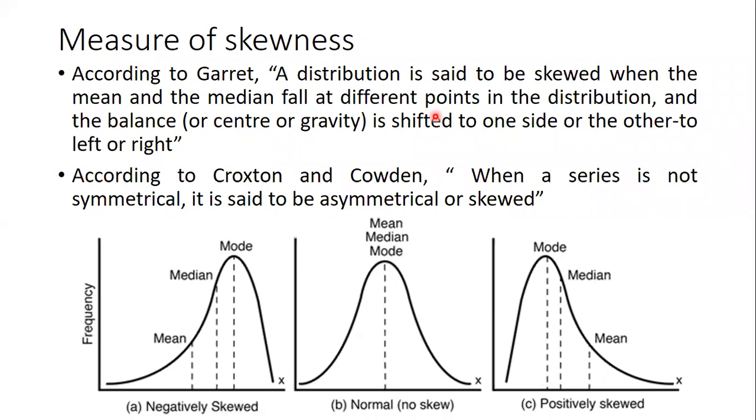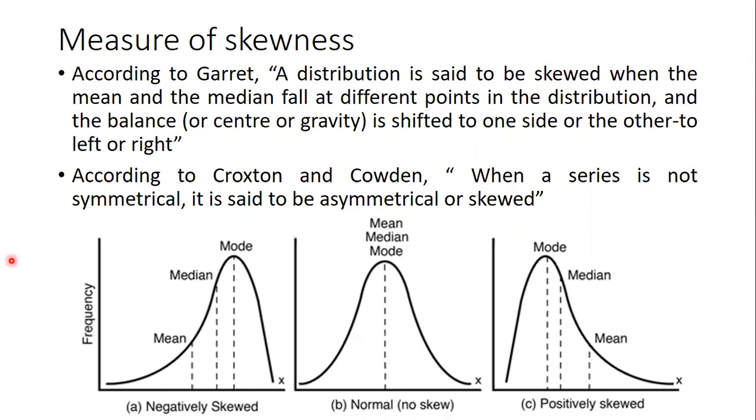Let's read the definition once again. A distribution is said to be skewed when the mean and the median fall at different points in the distribution. If it is at one point, there is no skewness. If it is at different points, here mean is here, median is at a different place, mode is at a different place. Similarly in the other one, mean and median are at different places. And the balance, the center of gravity, is shifted to one side or the other, either to the left or to the right. So that is called measure of skewness.